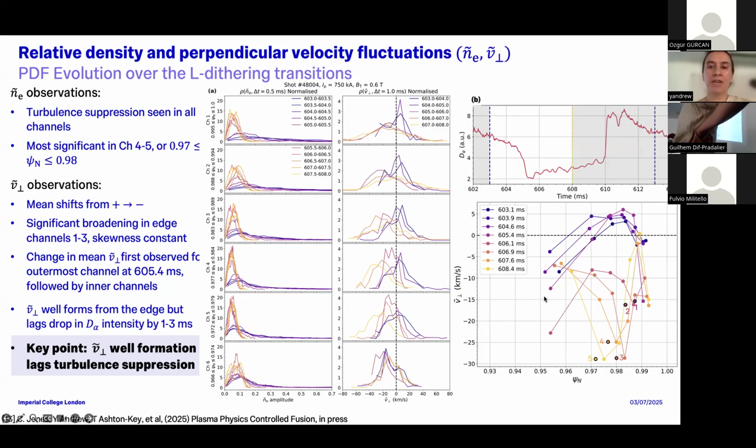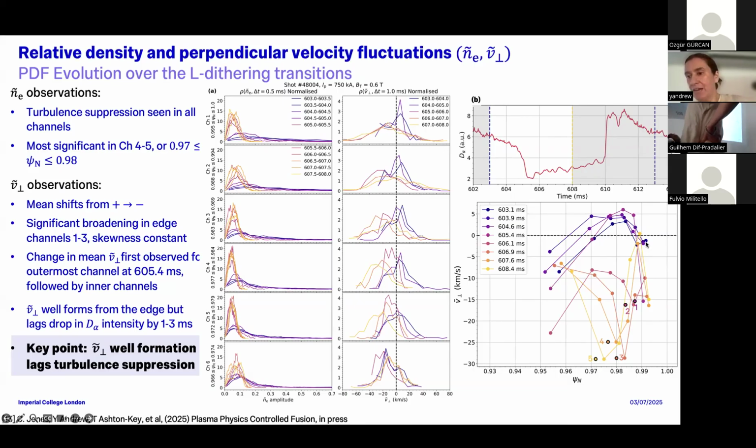Some observations: the mean obviously shifts from positive to negative going from L mode to H mode. There is significant broadening of the distribution, going from purple to orange, at the edgemost channels. The change in the perpendicular velocity is first seen in the edgemost channel, so we see it starting close to the scrape-off layer.